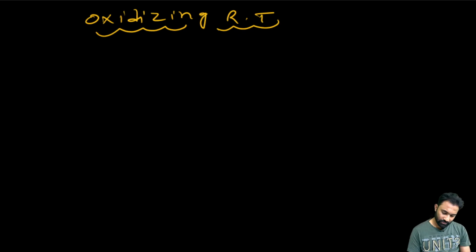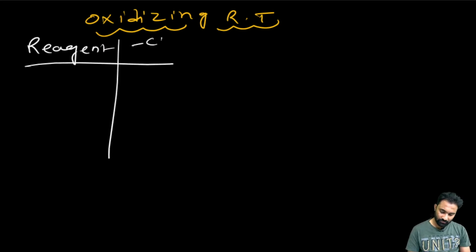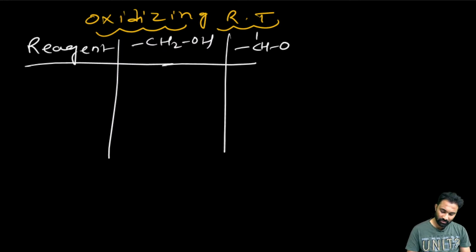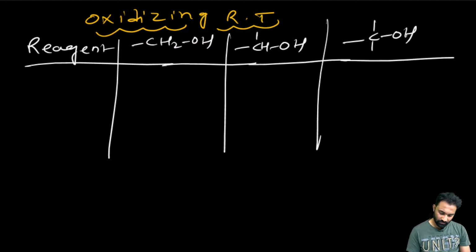Oxidizing reagent table. The first column is the reagent. The second is when it has reacted with 1 degree alcohol, then with 2 degree alcohol, and then with 3 degree alcohol. Now we'll see what happens. First one, KMnO4. KMnO4 is a strong oxidizing agent. If there is a 1 degree alcohol, what will it do? With the 1 degree alcohol, what will it do?